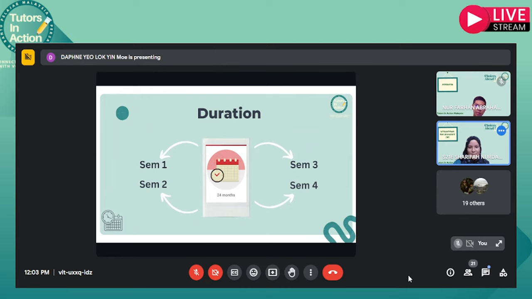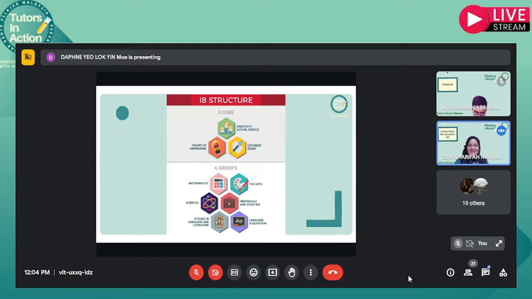Okay, next slide. So what is this IB? If you join IB, these 9 things are what you're going to be busy with. First, we have the 3 cores, which is the non-academic, weird part of IB. The first core is creativity, action, and service. This is where you have to do those 3 things: you have to do something creative, you have to do something that has action, and you have to do service.